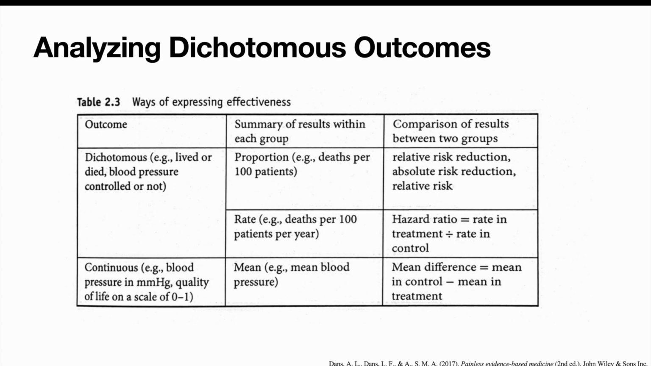When we, however, talk about dichotomous outcomes, which is lived or died, blood pressure controlled or not controlled, we can look at our summary results within each group. So we can either look at proportion, which can be expressed as deaths per 100 patients, or we can look at rate, which is deaths per 100 patients per year, for example. We're going to concentrate right now more on proportion, and we're going to look at the comparison of results between two groups for dichotomous outcomes, and we will see that we have some risk ratios. We have relative risk reduction, absolute risk reduction, and relative risk. So this is what we're going to be talking about.